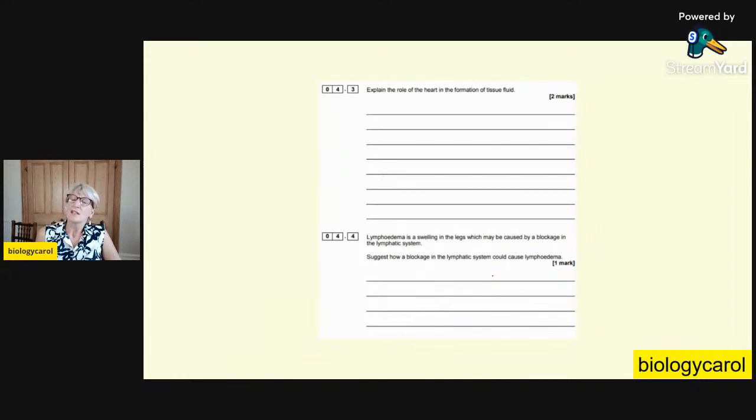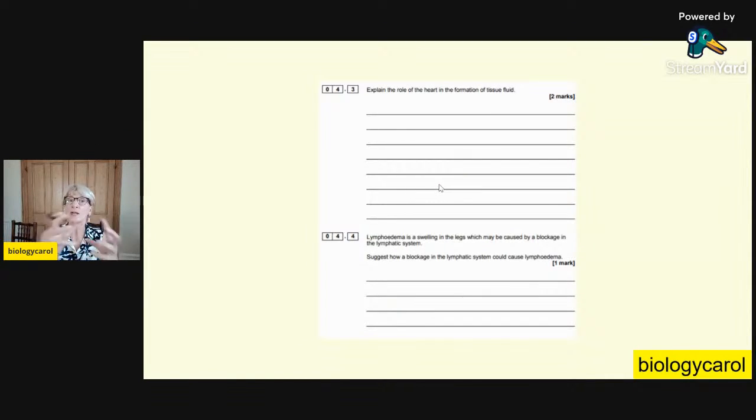Explain the role of the heart in the formation of the tissue fluid. How the tissue fluid is made at the arterial end of the capillary bed. Well, if you remember your tissue fluid lessons, the tissue fluid is made primarily because of the hydrostatic pressure of the blood at the arterial end of the capillary bed. And so this is what I put.